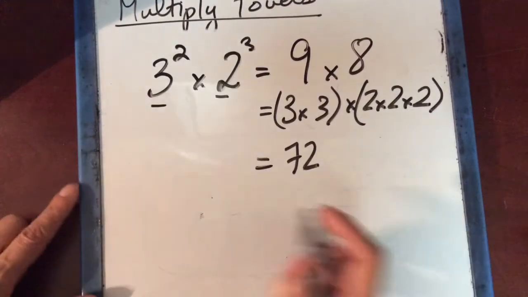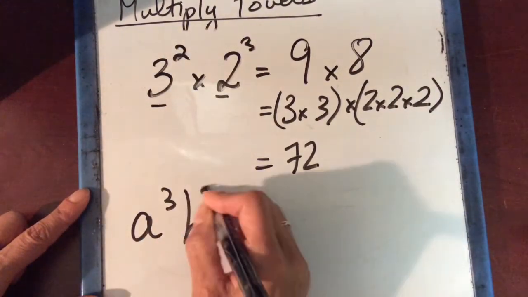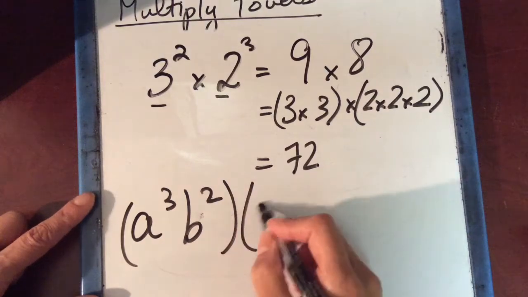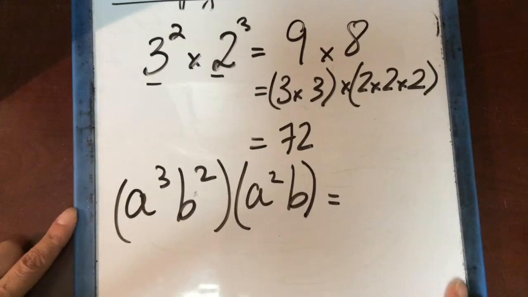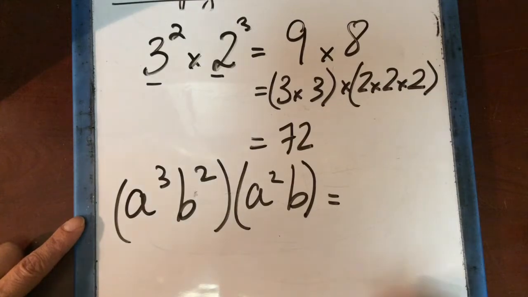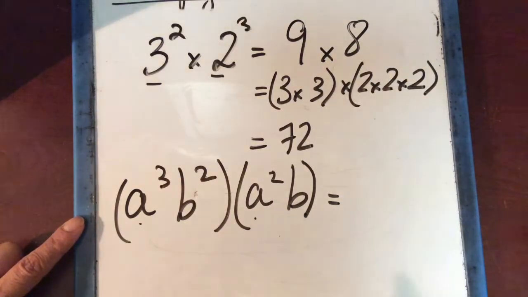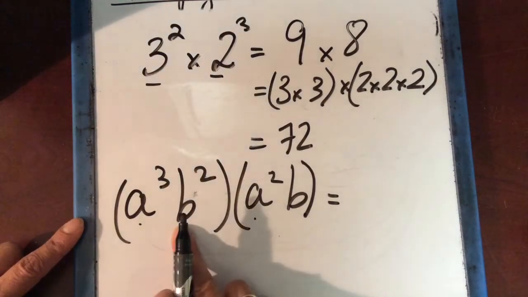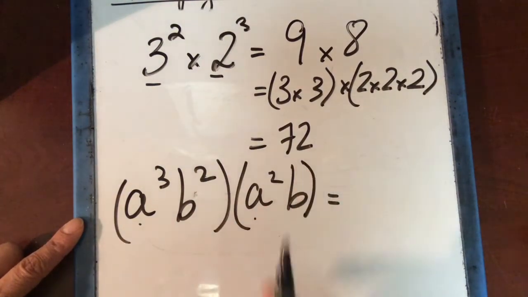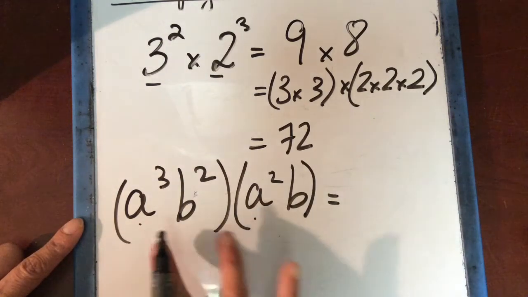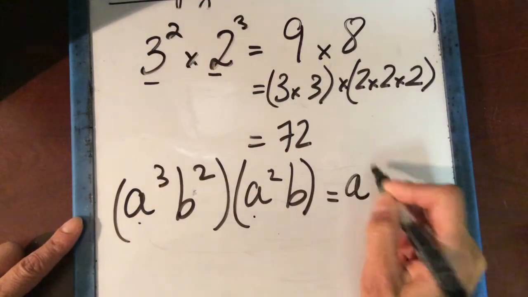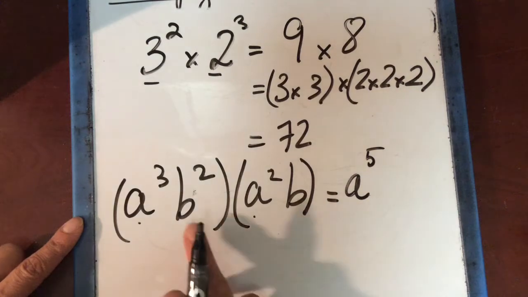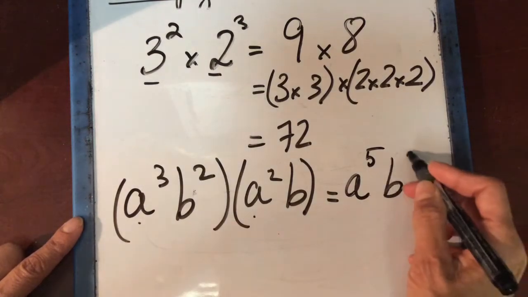Okay, so let's try a different one. What if we had a cubed, b squared, and then we multiplied that by a squared b? Now here, the bases are not the same. So what we do is we look for those that are the same. And this a and this a have the same base. This b squared and this b to the exponent 1, remember there's a 1 here, they have the same base. So we can take care of these one at a time. a cubed times a squared is a to the exponent 5. b squared times another b is b cubed.